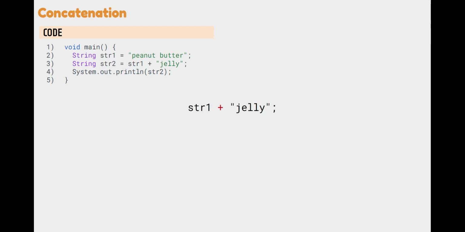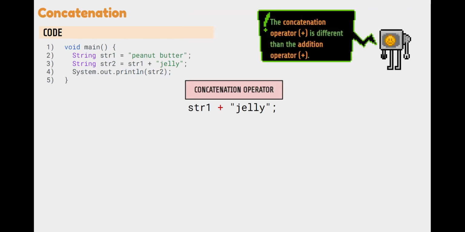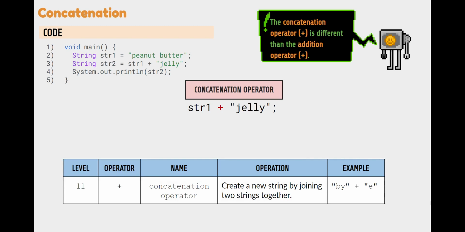Well, let's take a look at that expression from line 3, str1 plus jelly. You see in the middle we have that plus sign. That is not the normal addition operator that we've been using. That is a new operator called the concatenation operator. It's confusing because it uses the very same symbol as the addition operator. It performs a different task and it has a different level of precedence. So we slot this into our precedence table at level 11. It's still that same plus sign, but it is the concatenation operator.